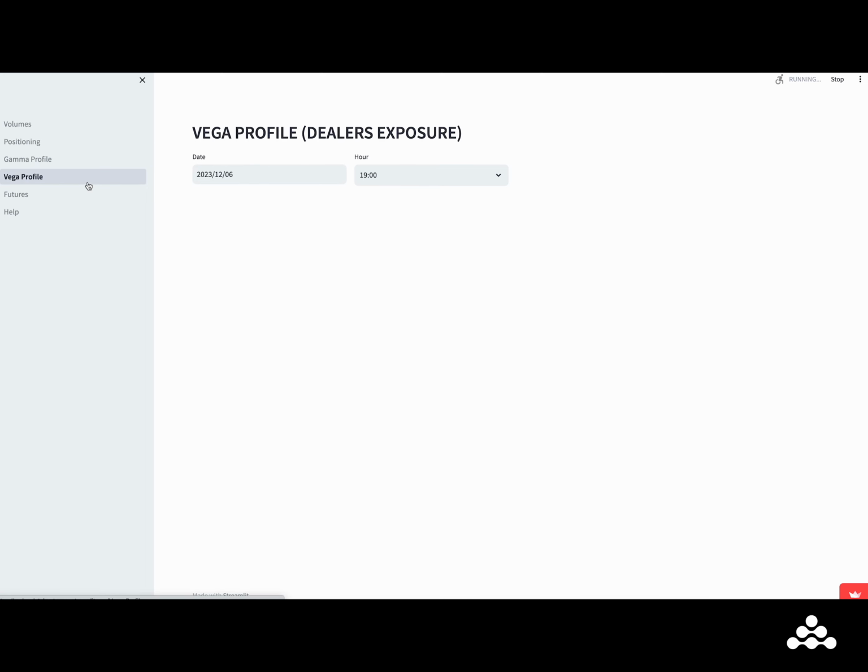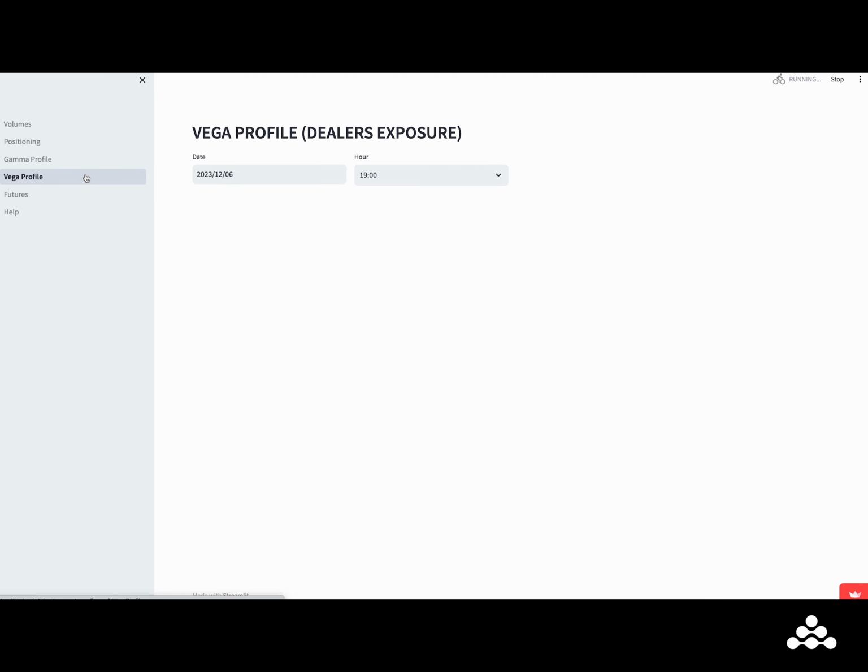We can have the same type of profile here for Vega. So instead of looking at gamma, we're looking at net Vega. This will have an interesting weighting, because where gamma is more heavily weighted on short-dated expirations, Vega is more heavily weighted on long dated expirations, just by the nature of Greek calculations.